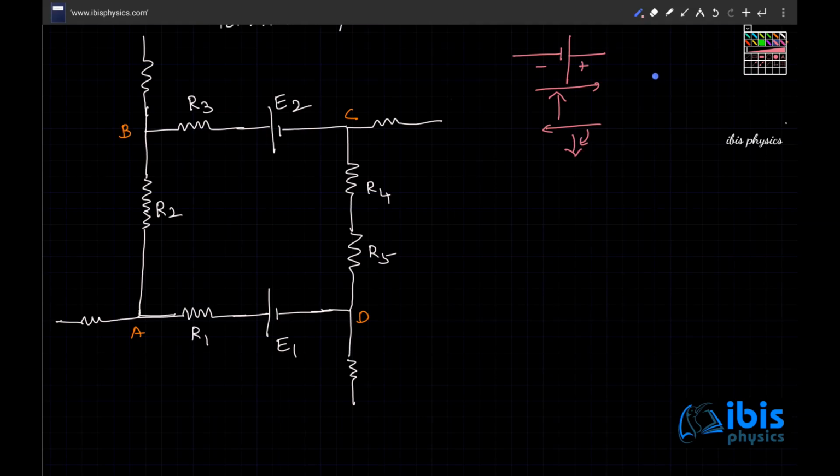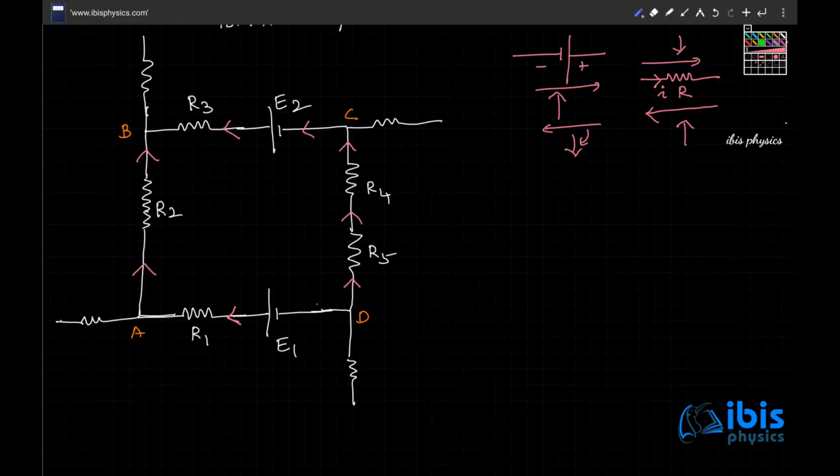Okay, then if the current is in this direction, the current is I, resistance is R. If you go in this direction, potential drops. If you go opposite to the direction of current, potential rises. So this is what we are going to apply here. In this circuit, you can assume the direction according to your wish, but assuming that the current in this loop goes in this direction, there are also possibilities that the current can come in the opposite direction, so it might be in this direction also.